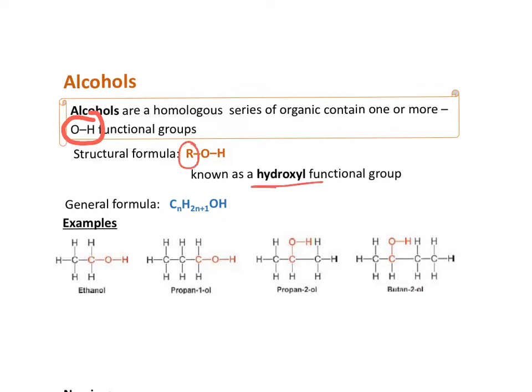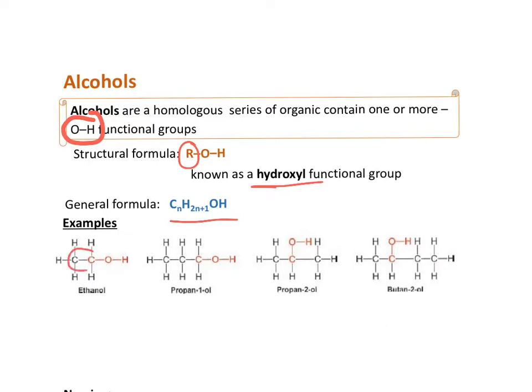The R in our structural formula is any length of carbon chain, so the OH has to be attached to a carbon. The general formula is CnH2n+1OH. This is only valid if there is a single OH attached to the carbon chain. However, there can be more than one. Here is an example of a few to start off with.